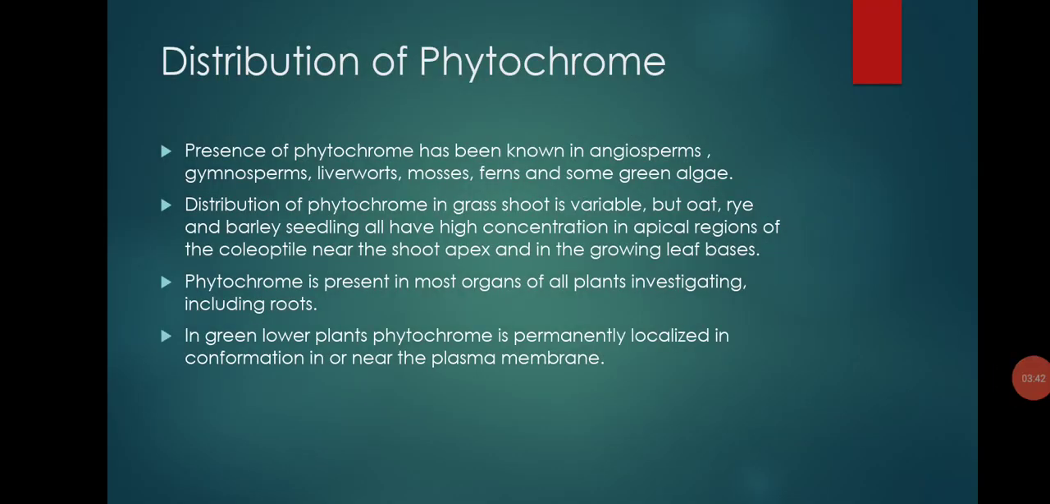Now we will discuss the distribution of phytochrome. The presence of phytochrome has been known in angiosperms, gymnosperms, liverworts, mosses, ferns, and some green algae. Distribution of phytochrome in grass shoots is variable, but oat, rye, and barley seedlings all have high concentrations in apical regions of the coleoptile near the shoot apex and in the growing leaf bases. Phytochrome is present in most organs of all plants investigated, including roots. In green lower plants, phytochrome is localized in or near the plasma membrane.